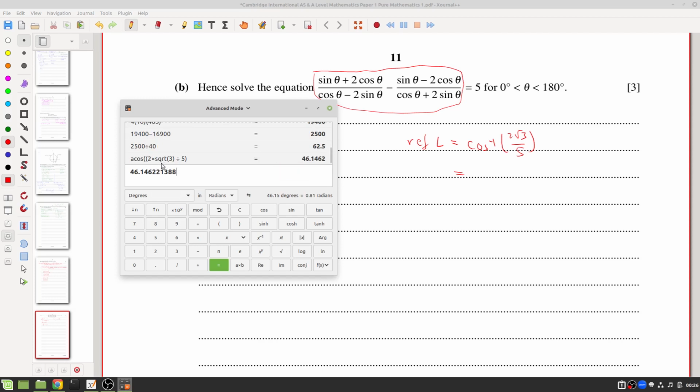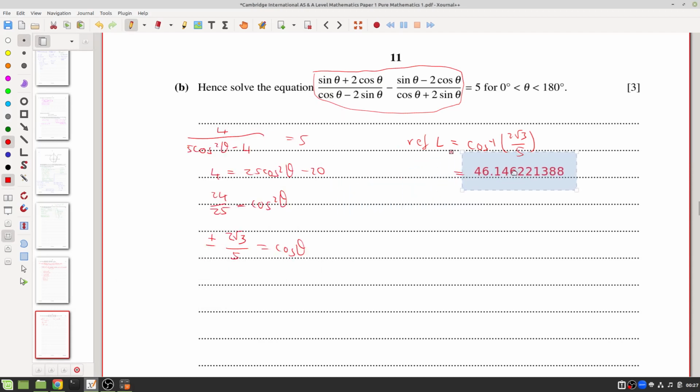Did I put brackets in the right places? 2 square root 3. Oh wait, I need to put another bracket there. Oops. Or remove one with that. Okay, 46.14. So our final answer needs to be 1 decimal place for angles in degrees. So for this one, let's use more than 1 decimal place until we get to our final answer. So what I like to do is just write the whole calculator display.